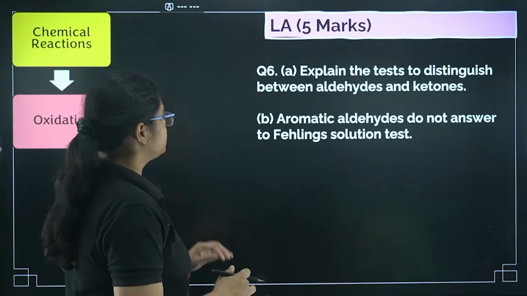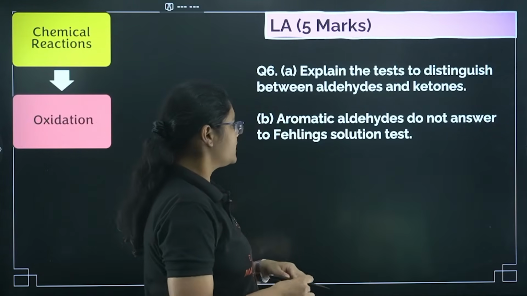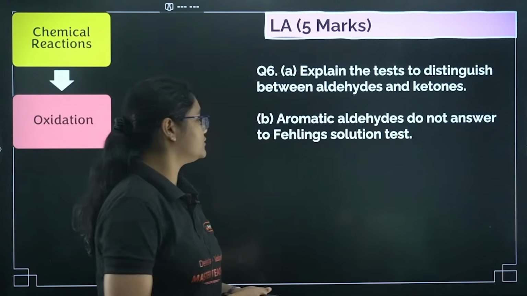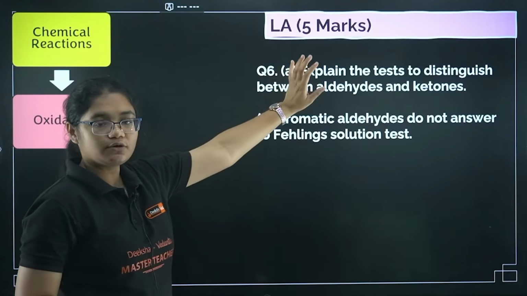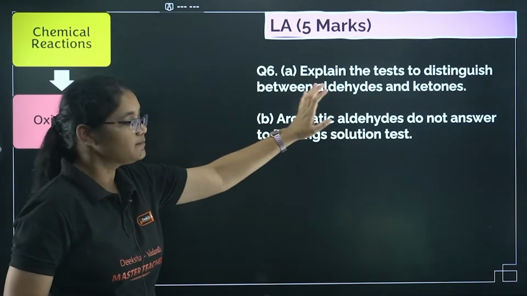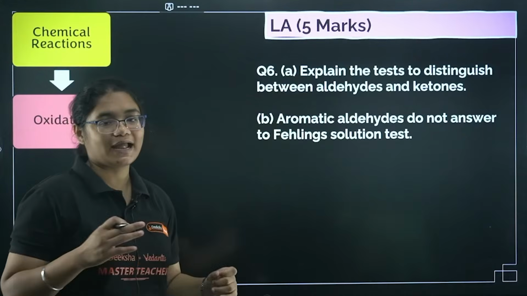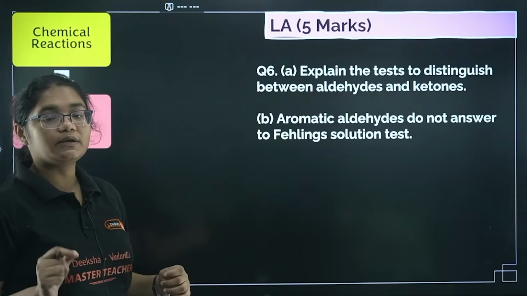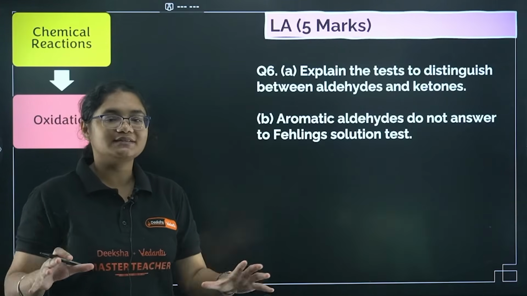Okay. Next, we'll see question number 6. Explain the test to distinguish between aldehydes and ketones. Aromatic aldehydes do not answer to Fehling's solution test. Okay. Now, you can use here Tollens reagent or Fehling's reagent. Both of them will react with aldehydes but not with ketones. And the special case about the aromatic aldehydes, Fehling's solution will only react with aliphatic aldehydes and not aromatic aldehydes. What is the reason for that?